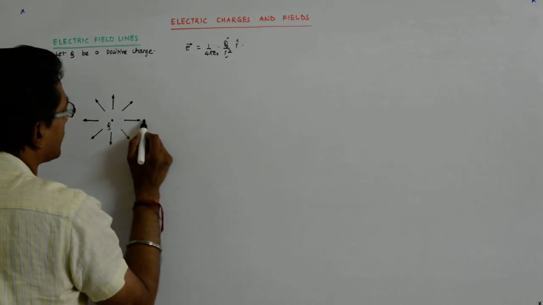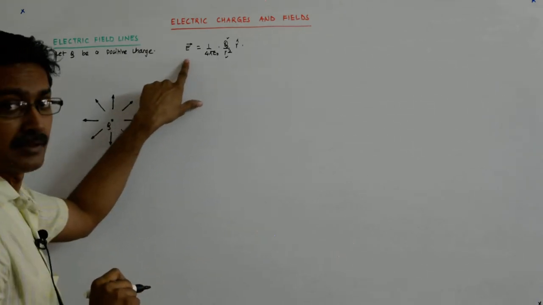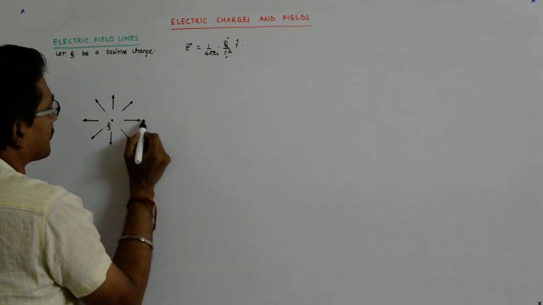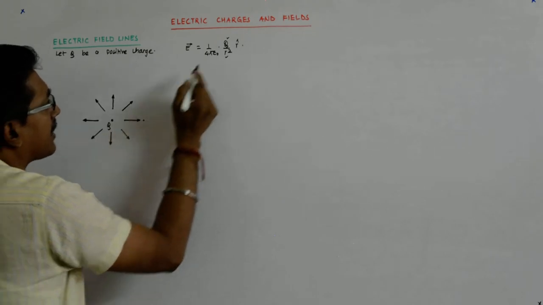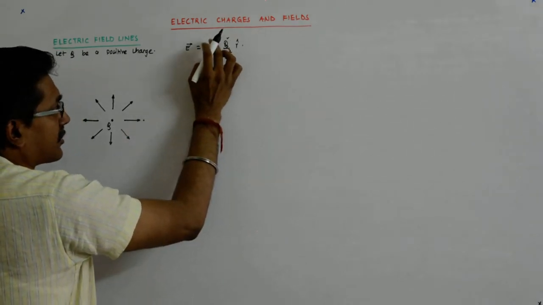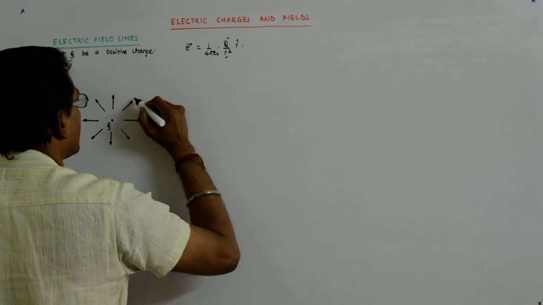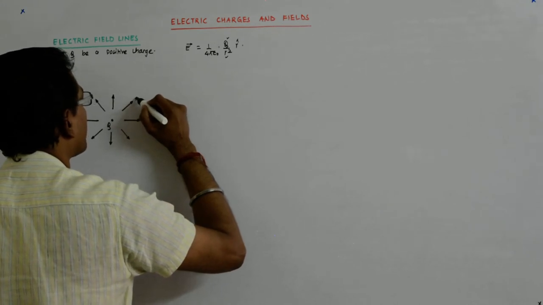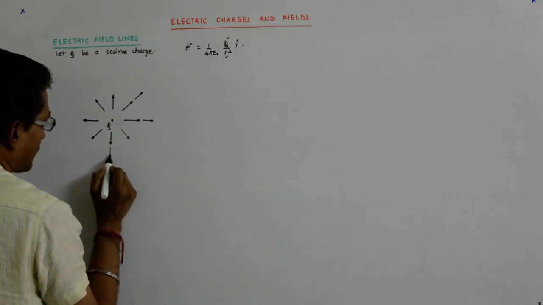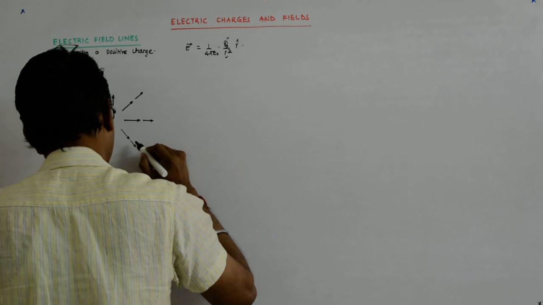Now, if I want the field here, then this electric field can be represented by another vector. Now this vector will be smaller than this. Why? Because R has become higher and hence the magnitude of this electric field has gone down. So maybe it reduces to this. And at the same distance from the center, this becomes this. And here it becomes this. And here it becomes this.